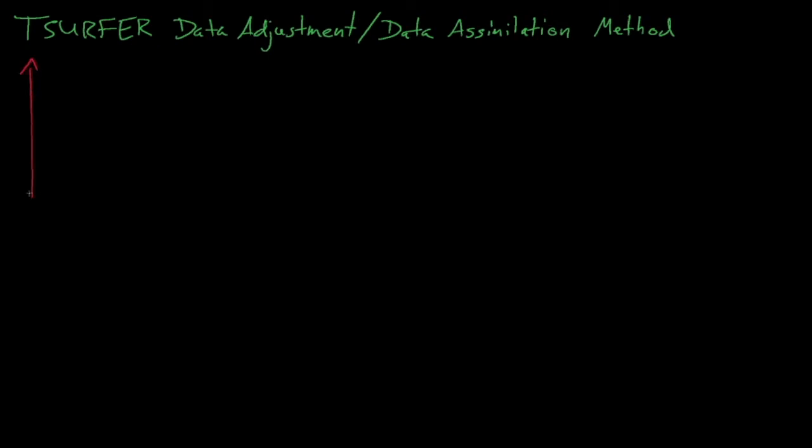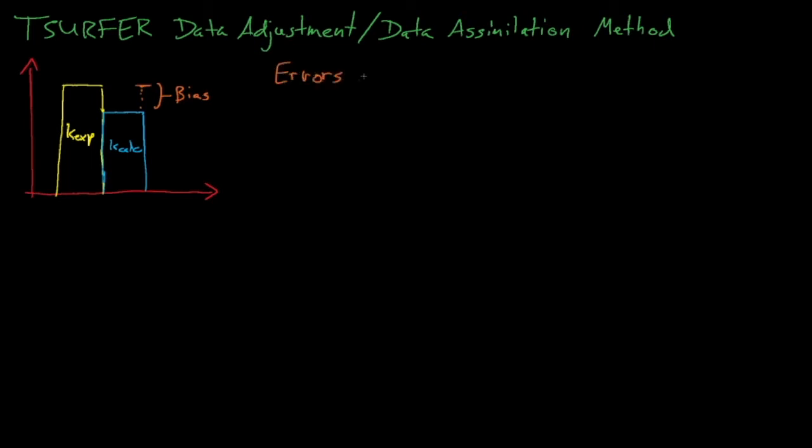Let's say that we have the result of a benchmark critical experiment and the result of a high-fidelity Monte Carlo eigenvalue simulation. As you can see, these two results are slightly different, which is because of the computational bias in our modeling and simulation code.